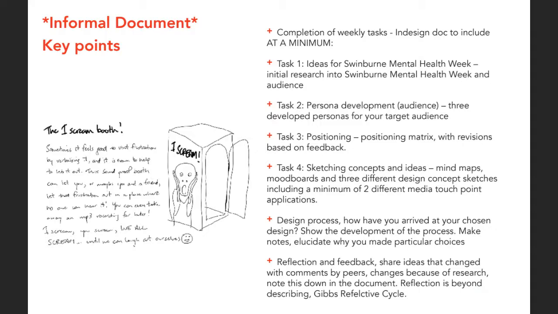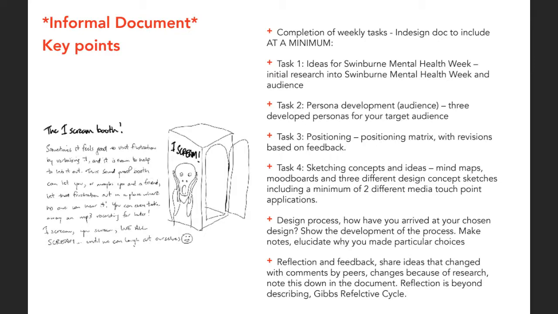So the key points there are a completion of the weekly tasks, and at a minimum that should include task 1, ideas for Swinburne mental health, task 2, persona development, which is audience, which we'll move on to next week, I think. So 3 developed personas for your target audience. That's a minimum of 3, and we'll have a look at the 1B criteria in a minute, and that also mentions a certain number to have completed for a high distinction. Task 3 is positioning, so the positioning matrix with revisions based on feedback.